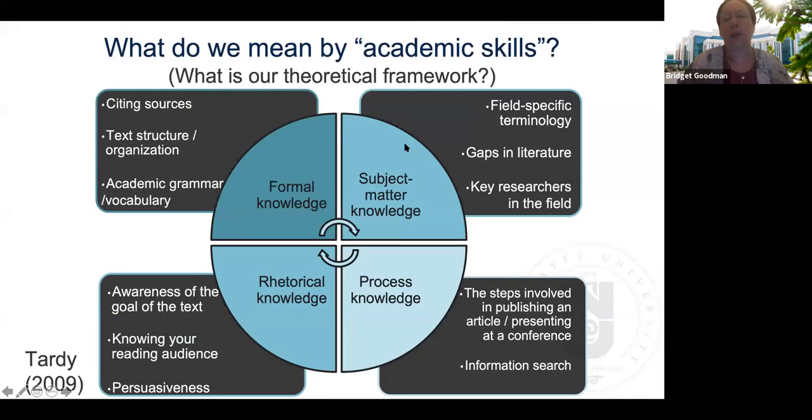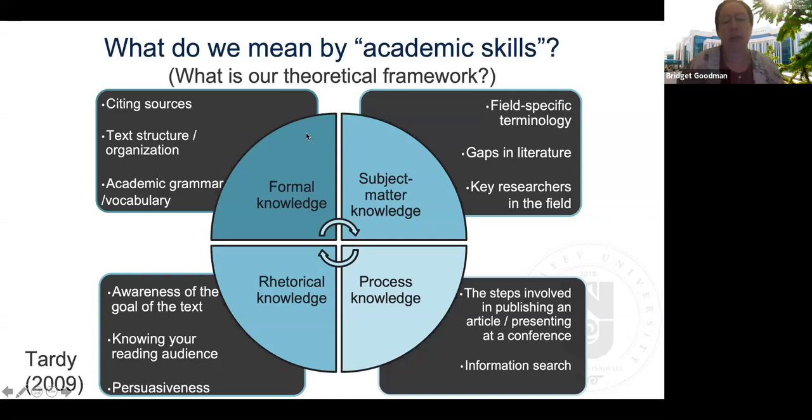All right, so when we talk about academic skills, we're using Christine Tardy's framework of genre knowledge that breaks academic skills or genre knowledge down into four parts. The one that most students and teachers and even administrators are most familiar with is formal knowledge. So knowledge of grammar, knowledge of vocabulary, knowledge of how to organize a text and the structure of a text. Probably for IELTS, you learned the 5-paragraph essay format. We also, in our instrument, include questions on citing sources and means of citing sources as formal knowledge of how to write for different genres.